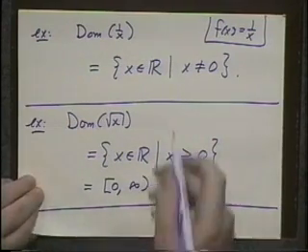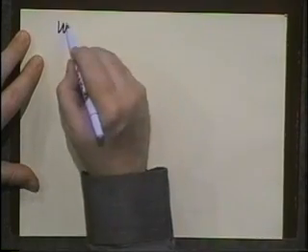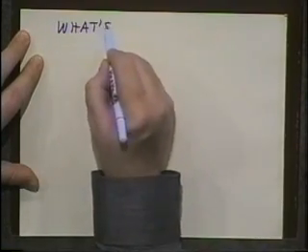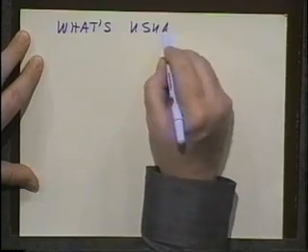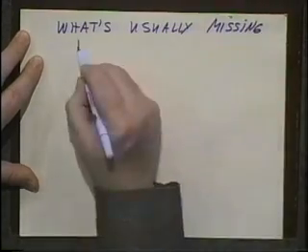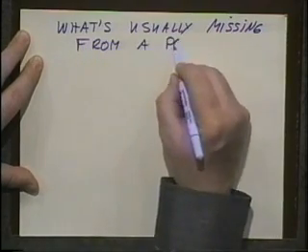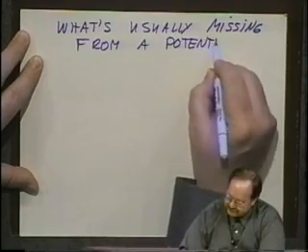Okay. Well, these two examples actually point out a couple of good points about what's usually missing in a domain. So let's go ahead and indicate what that is. What's usually missing from a domain, from a potential domain, I guess I should say.